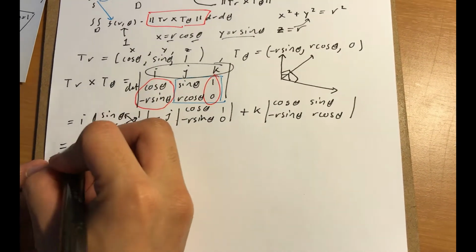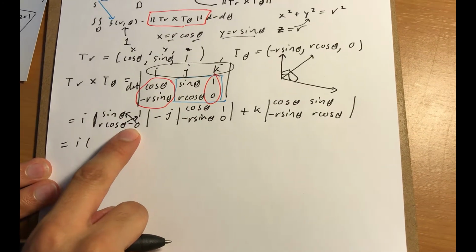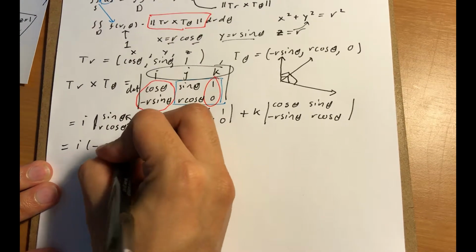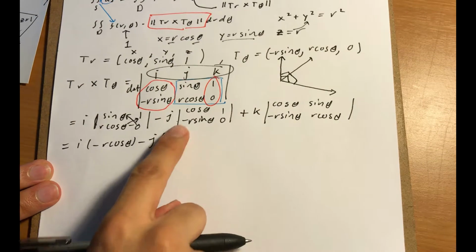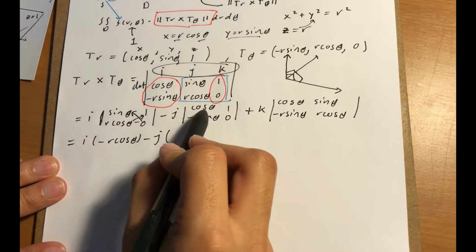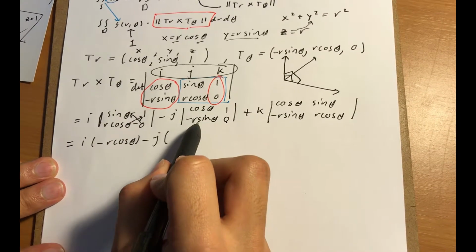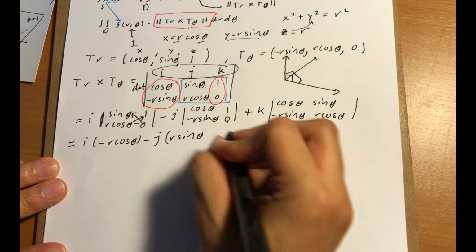So now it'll be just i. Sine theta times 0 is 0, minus negative r cosine theta. So it'll be the i vector minus the j vector. The determinant of this 2 by 2: cosine theta times 0 minus negative r sine theta times 1. So that's just r sine theta.